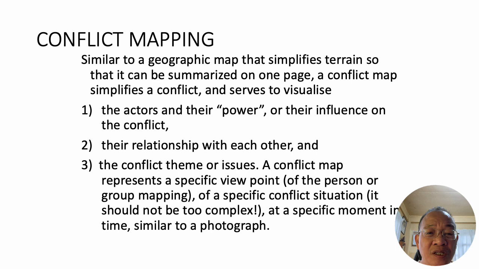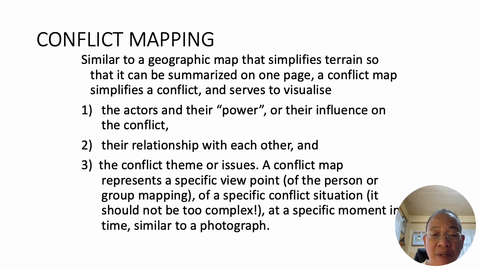The third is conflict mapping. So, alam natin kung anong mapa. So, this is conflict mapping, similar to a geographic map that simplifies terrain so that it can be summarized on one page. So a conflict map simplifies a conflict, and it serves to visualize the actors and their power or their influence on the conflict, their relationship with each other, and the conflict theme issues.